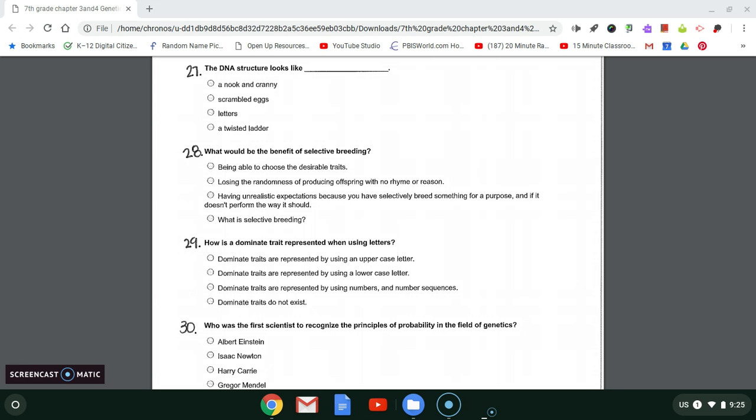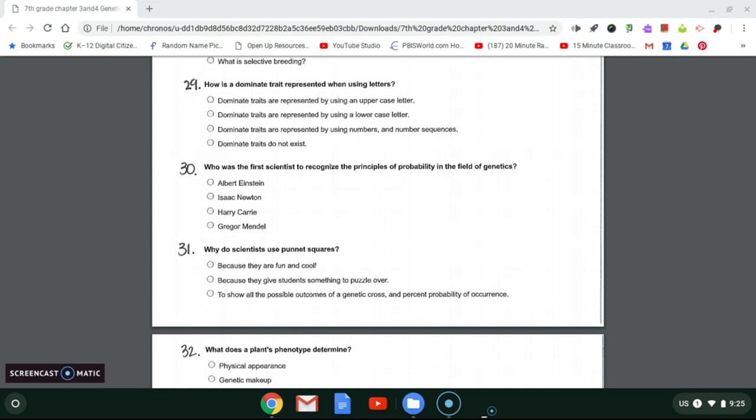Number 28. What would be the benefit of selective breeding? Being able to choose desirable traits, losing the randomness of producing offspring with no rhyme or reason, having unrealistic expectations because you have selectively bred something for a purpose and if it doesn't perform the way it should. What is selective breeding? Number 29. How is a dominant trait represented when using letters? Dominant traits are represented by using an uppercase letter. Dominant traits are represented by using a lowercase letter. Dominant traits are represented by using numbers and number sequences, or dominant traits do not exist.